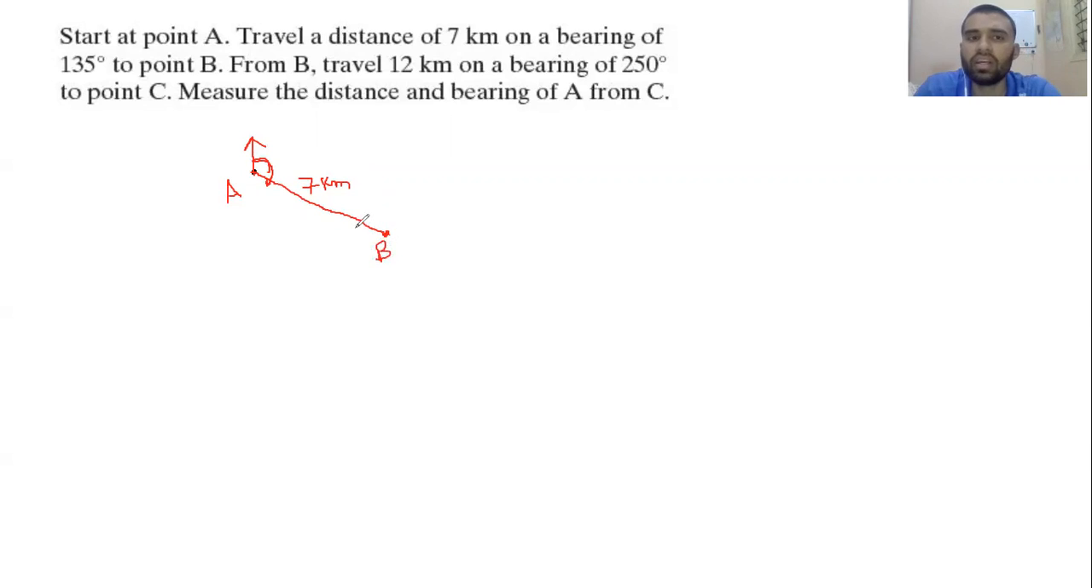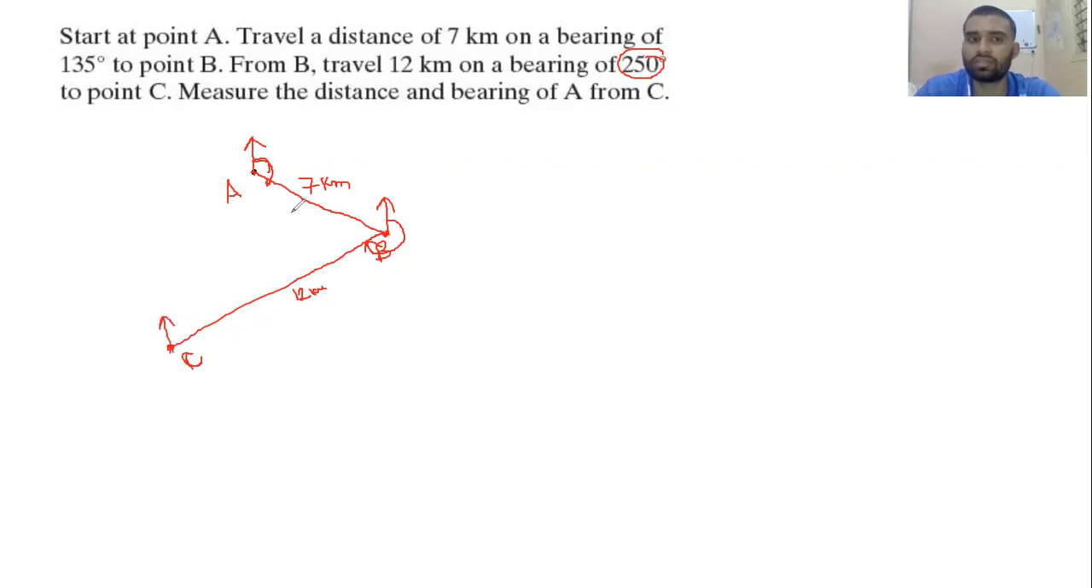From here, travel 12 kilometers on a bearing of 250 degrees to point C. That means you again measure north. How much is the angle given? 250 degrees. That means from here you travel 250 degrees. That will be somewhere here, and from here you go 12 kilometers to reach C. The major thing is that you need to know how to draw these diagrams.